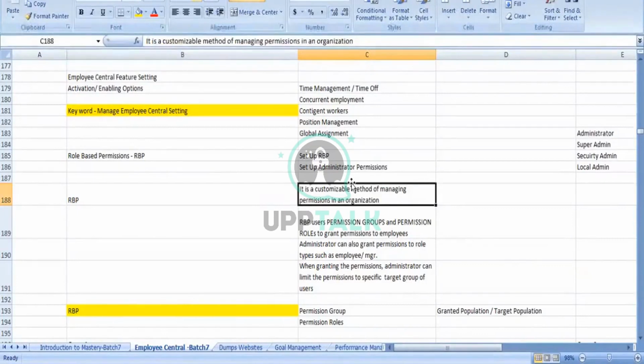After 1 year, a new person comes and the new person gets the requirement to change some permissions. I have already created it in the system, right? The new person can go and make changes to the permissions which I have already created. It is customizable, it can be changed. Customizable means that time to time, if somebody wants to change, it can be changed.